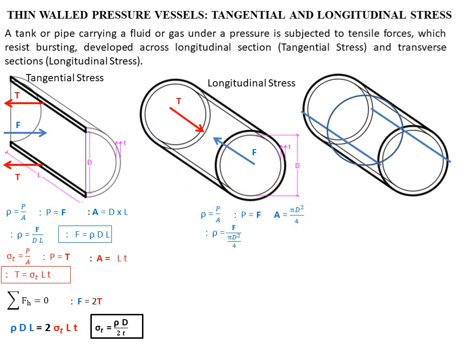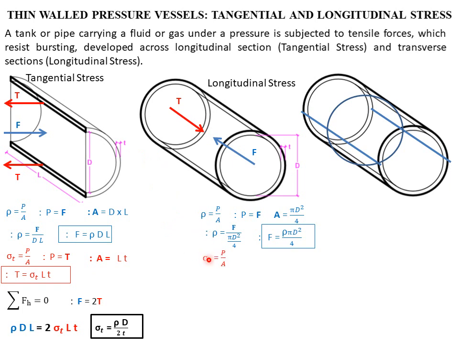Let's substitute: pressure is equal to P over A. We replace P by F, and the area is pi d squared over 4. Then we can say that F is equal to pressure times pi d squared over 4. So this is the value for F, and then let's solve the value for T.